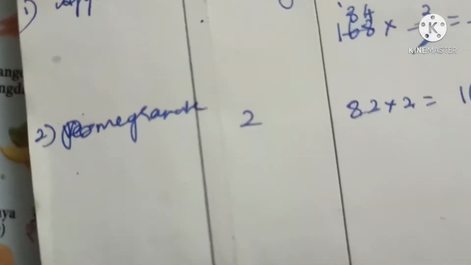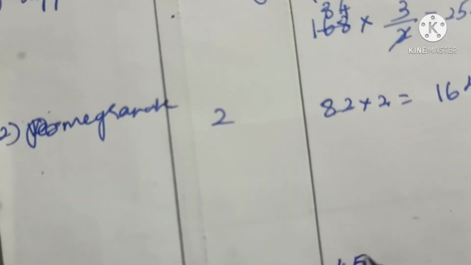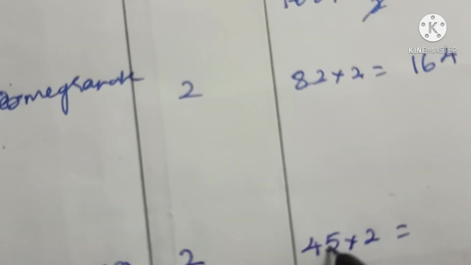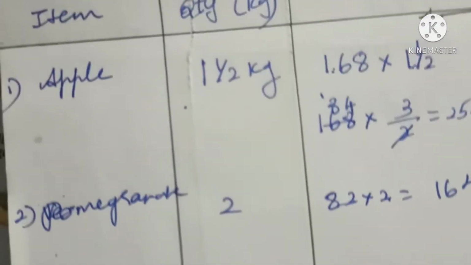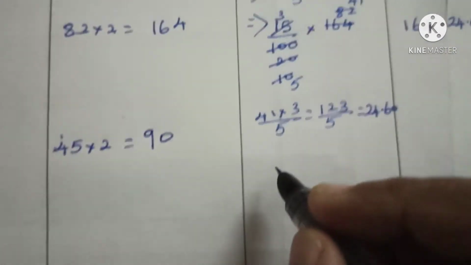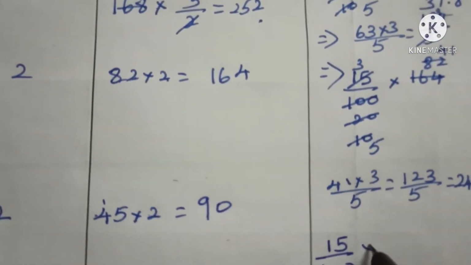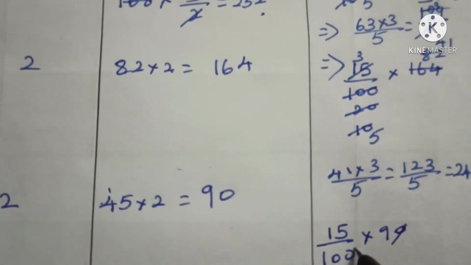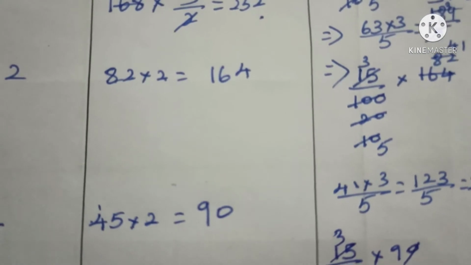Here 1 kg of banana is rupees 45 they given. We need the quantity of 2 kg. Therefore 45 into 2. 2 5s are 10, carry 1, 90. So we need to find out the offer value, that is 15 by 100 into 90. 0 and 0 cancel. 5 table, 5 3s are, 5 2s are.